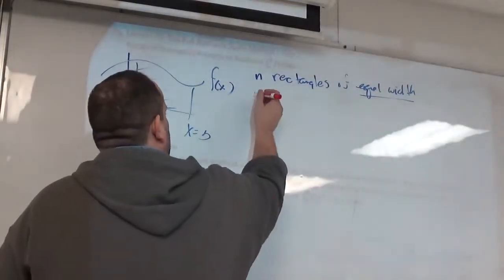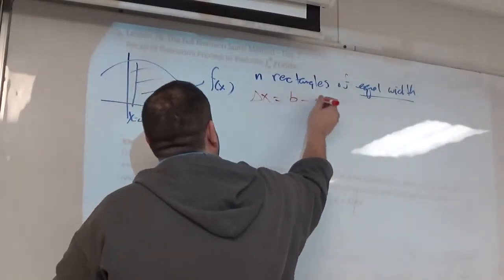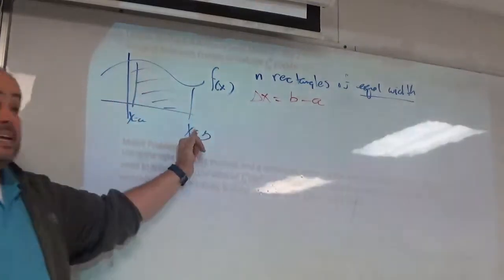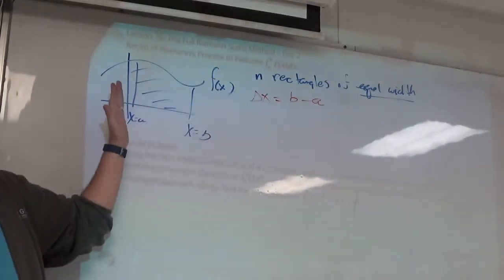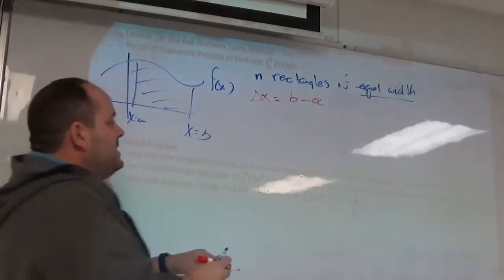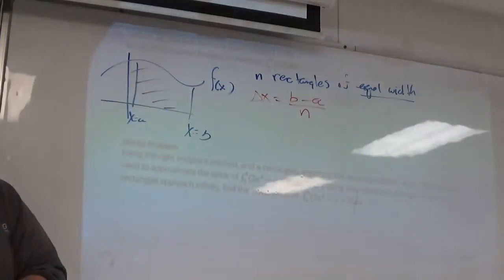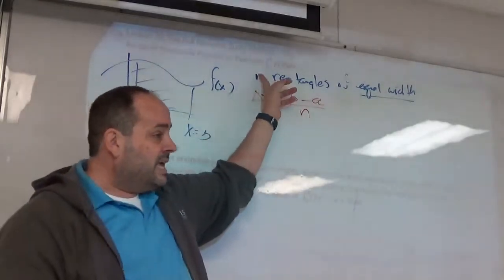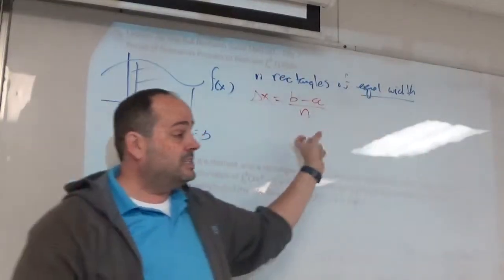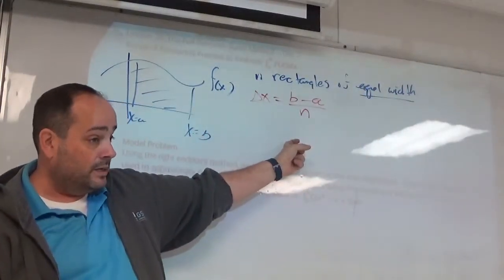Right. The width, which I like to call delta x, is b minus a. B minus a is how wide the interval is. How far is it from here to here? And then we divide by n. Why do we divide by n? It's the number of rectangles, and they all have to have the same width. So this b minus a over n is really important to us.